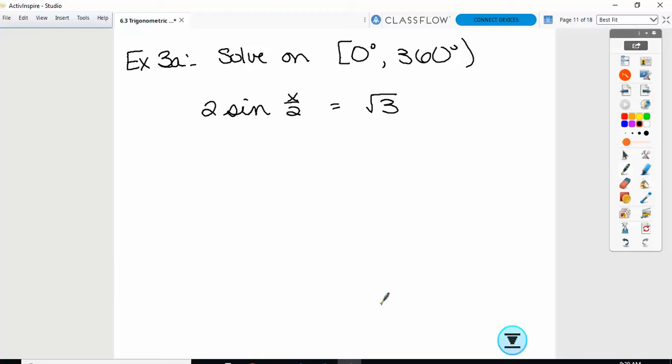Thoughts on what to do here? Have to get our sine itself, so we divide by 2. So we have the sine of x over 2 equals radical 3 over 2. So this is x over 2.